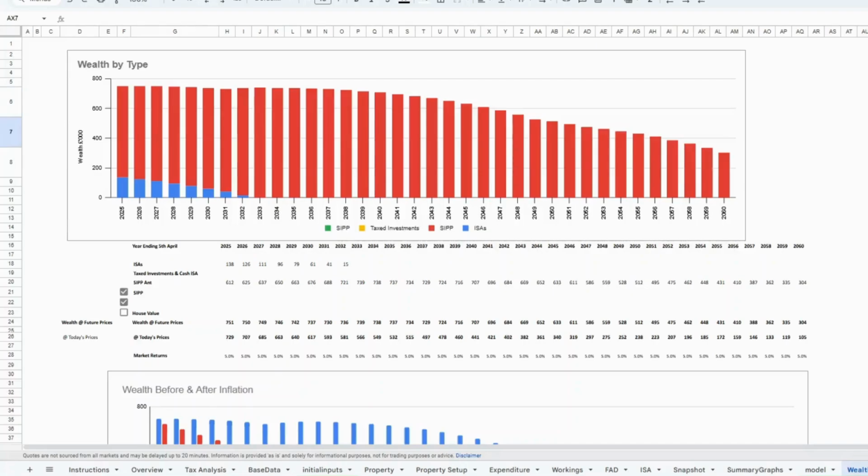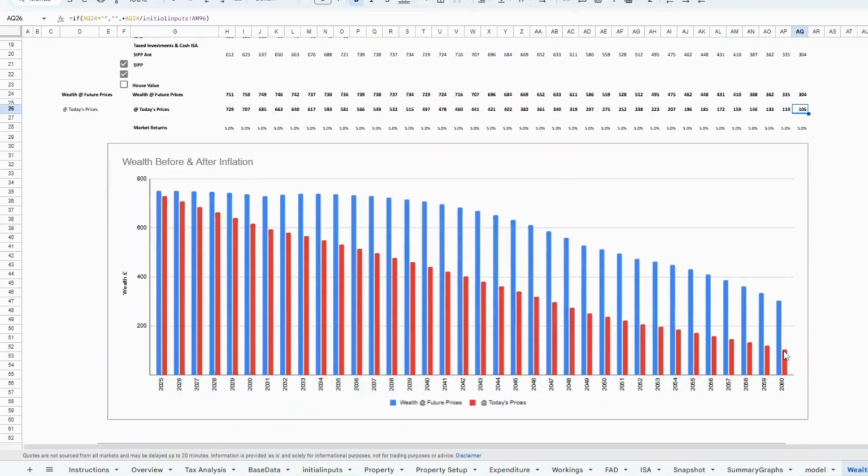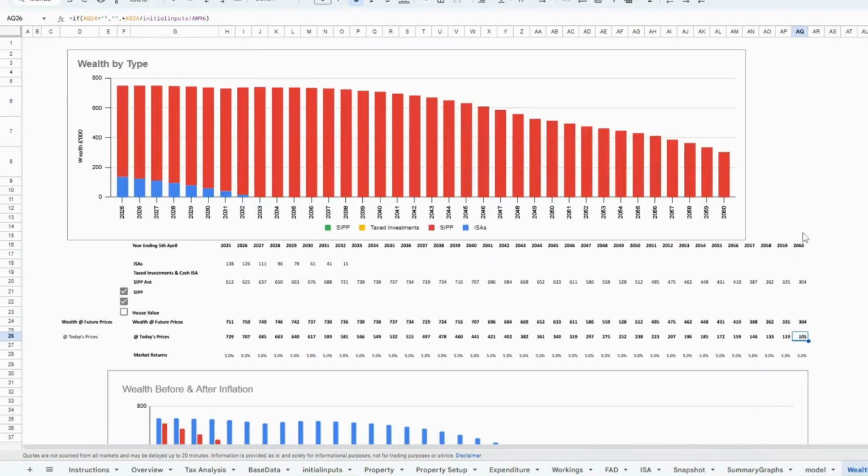The retirement calculator runs with inflation included in the model. So when you're looking at your wealth by type, that's what you'll see on your pension statement in, say, for example, 2045. And then it does also give you numbers adjusted down to today's prices. So it also looks at the purchasing power of your money, which is the red numbers here.